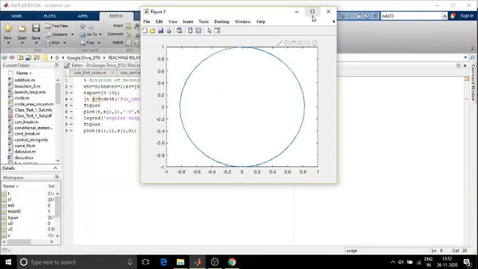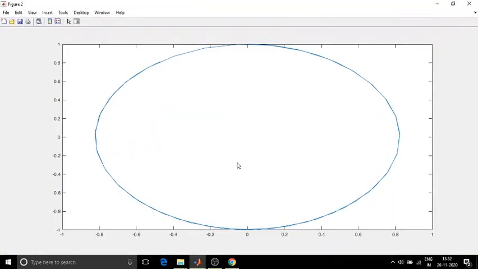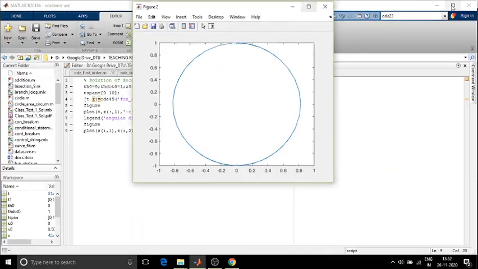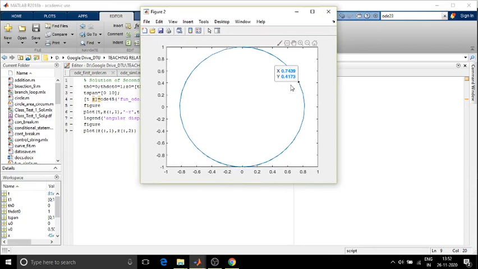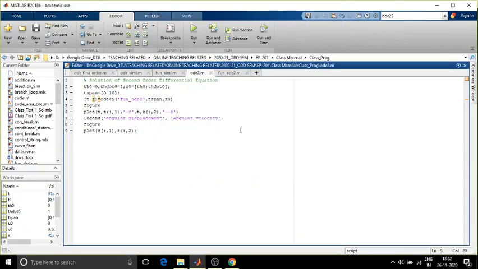Yeah, you see it is circular. It is circular in nature almost. We have not set the axis, so it is circular. Yeah, almost circular. So this is the variation of angular velocity. On the x axis we have angular displacement, and on the y axis we have the angular velocity. So this is how you can solve any second order differential equation.